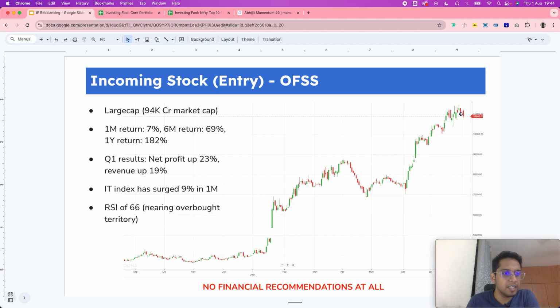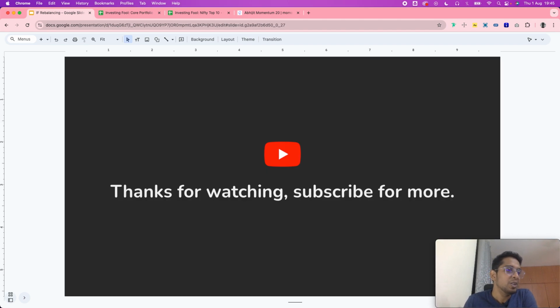RSI of 66 is fairly okay because we have bought stocks at an RSI of like 88. GRSE, I think, was 88, and we are still sitting at a 9% loss on that counter. So RSI of 66 is still pretty conservative by that standard. That is basically it for today in terms of the rebalancing.